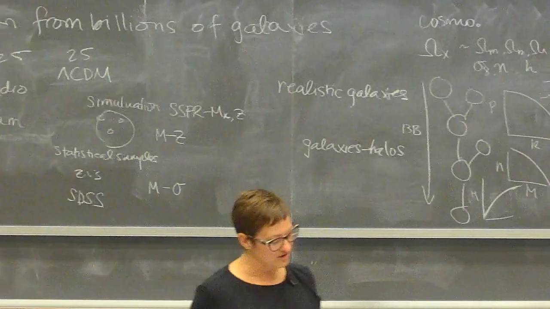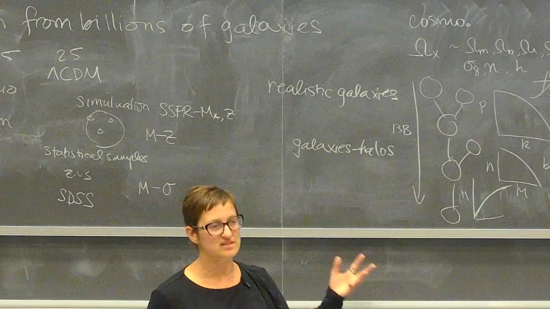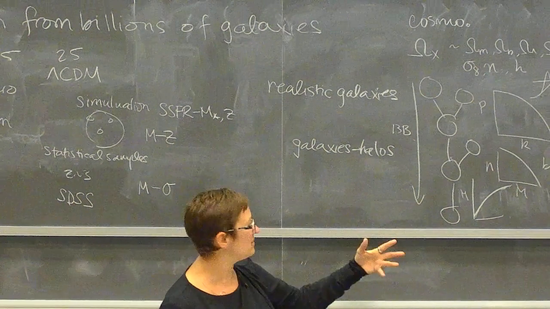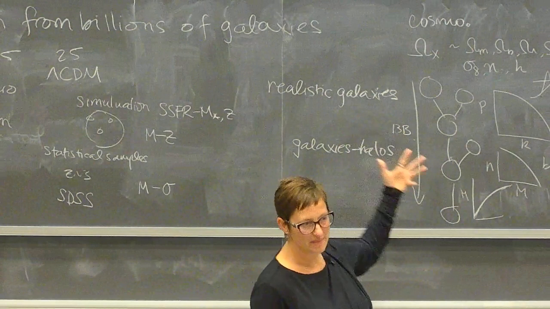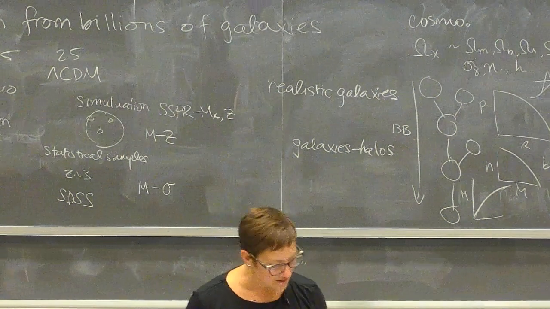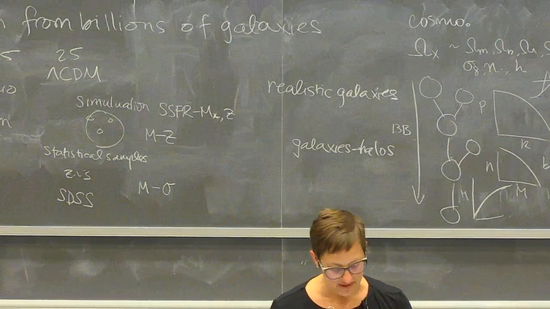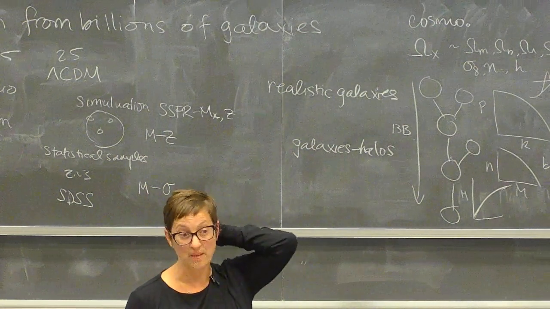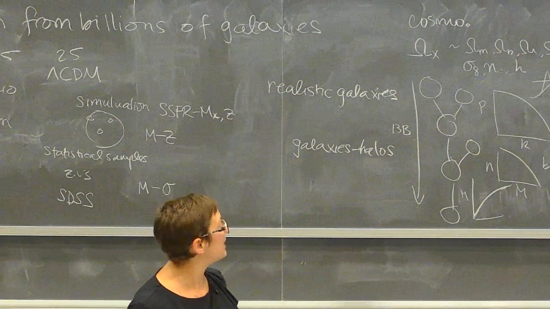We have another set of questions about what feedback does to the matter distribution, right? How does the feedback change the global matter distribution? We have another set of problems, say, characterizing the star formation histories and the stellar populations of galaxies.